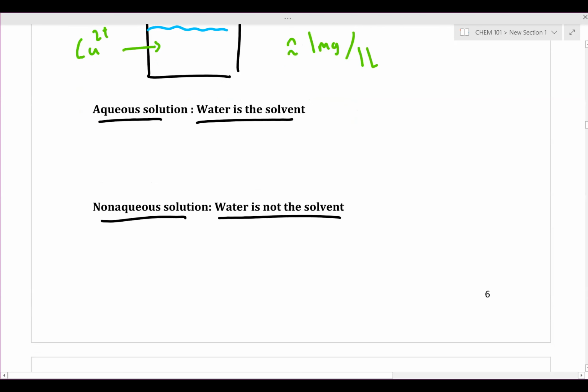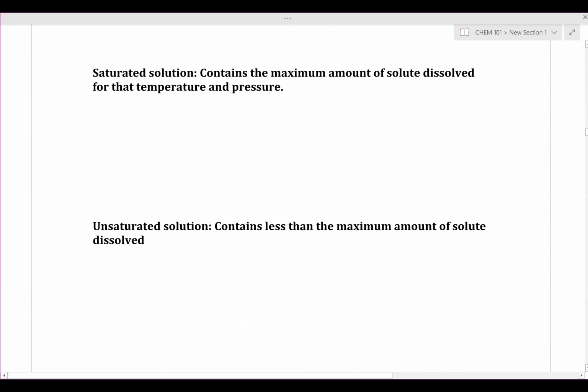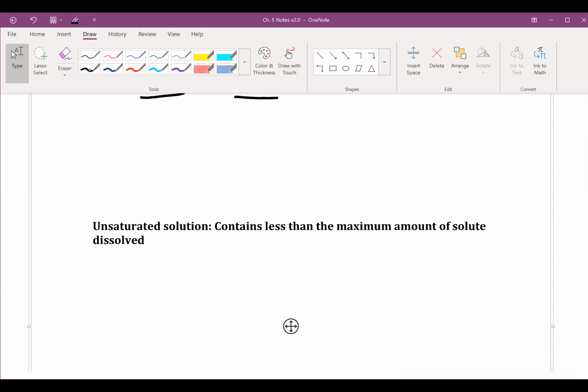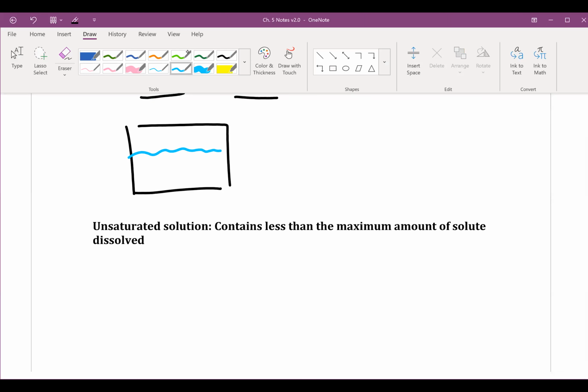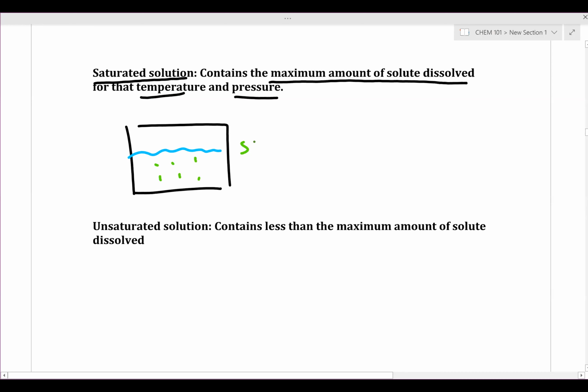Okay, we're now going to move into some more technical terms to describe solutions. So a saturated solution is a special type of concentrated solution. It contains the maximum amount of solute dissolved for that temperature and pressure. So what that means, and the way that you can observe a saturated solution, so let's suppose we have a saturated solution of calcium chloride aqueous.